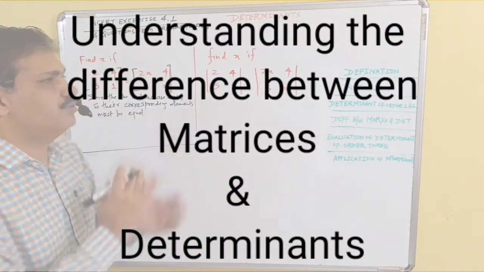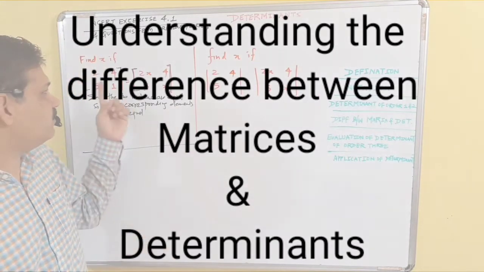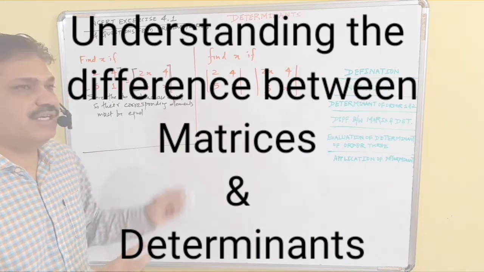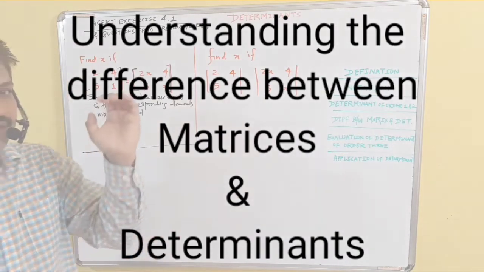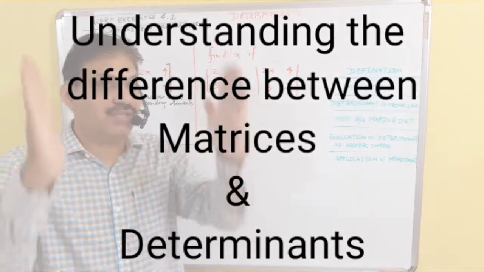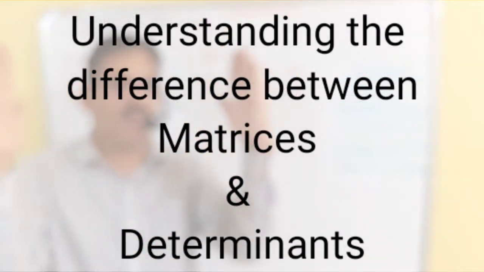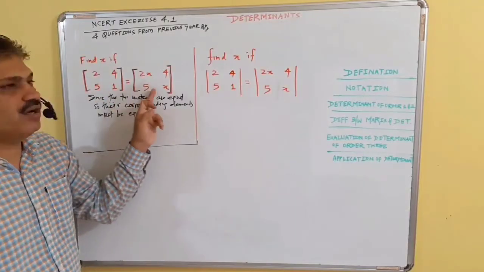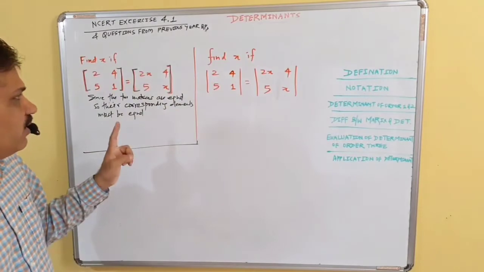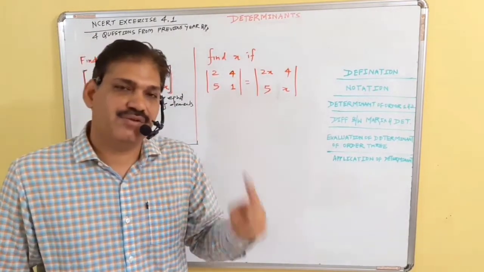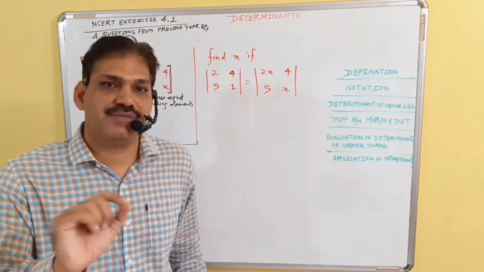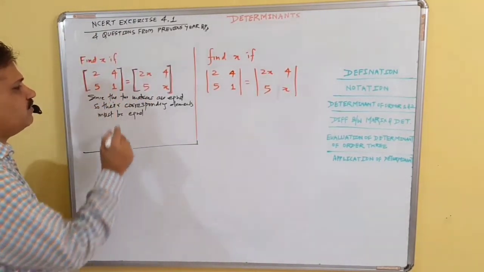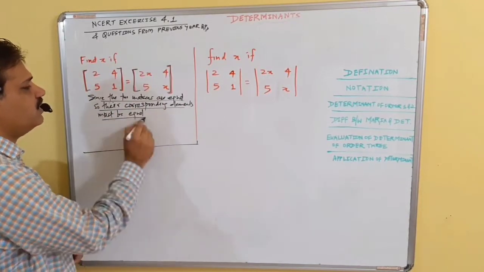We have two questions here with the same data, but we are well known to matrices and determinants now. Matrices are written in square brackets, but determinants are written in vertical bars. So this is determinant, and here we are talking about matrices. If two matrices are equal, then we know that each and every corresponding element must be equal. So since the two matrices are equal, their corresponding elements must be equal.